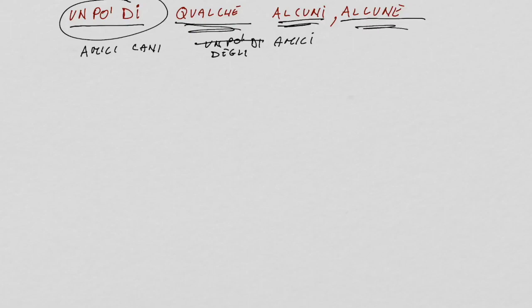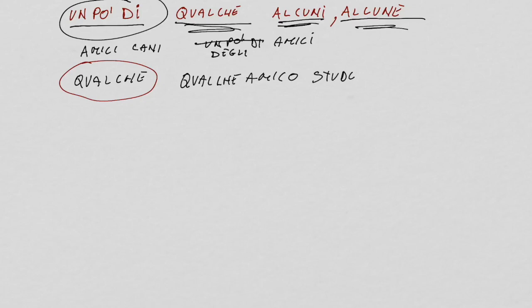Let's start with qualche. Qualche means some, a few, any, and it is an invariable word. It doesn't change. It's always qualche. And it is always followed by a singular noun, even though its meaning is plural. That means that the equivalent of some friends, some students, and so on is always qualche amico, qualche studente, and never qualche amici or studenti, even if in English you have plural nouns. So qualche can't be used with plural nouns. You always must use qualche with the singular form of the nouns.